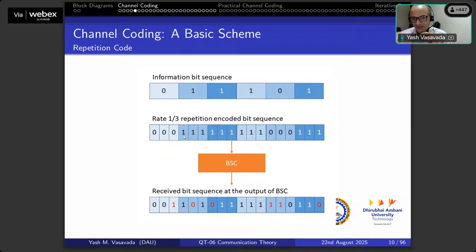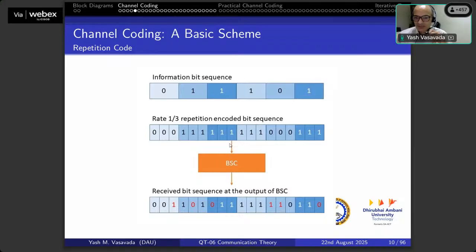Next bit is 1. So you will again repeat it 3 times. And then 1 again 3 times. You end up transmitting a total of 18 bits like this. Although you are sending 18 bits, actually you are sending only 6 bits of message. The total number of bits being sent is 18, and so the rate is 1/3.